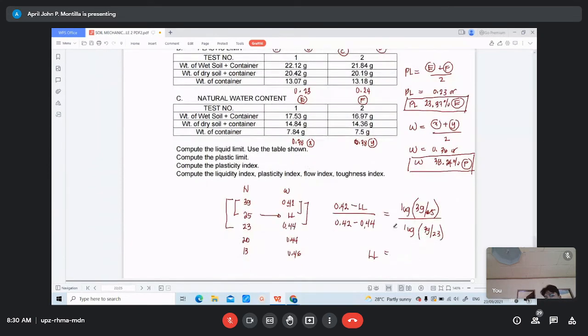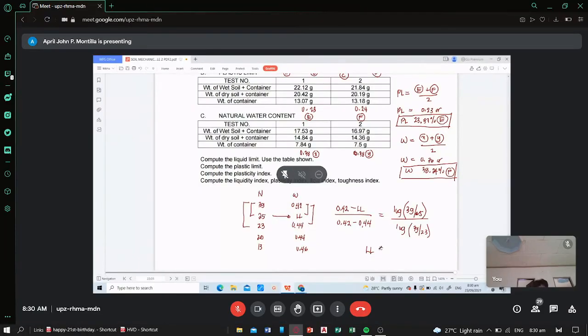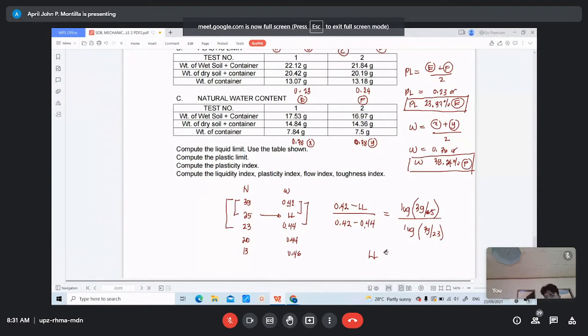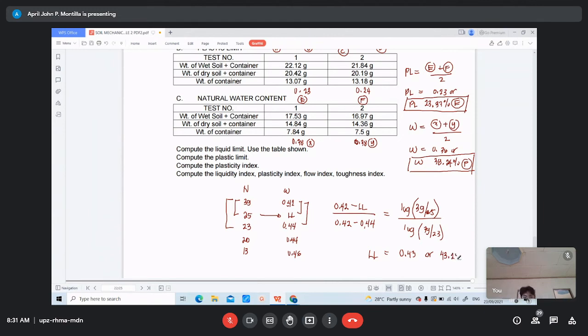So what is liquid limit? 0.43. How about the others? Parehas lang or in percentage form? 43.23%. How about the others po? Parehas lang po ba? Paki-confirm naman po.